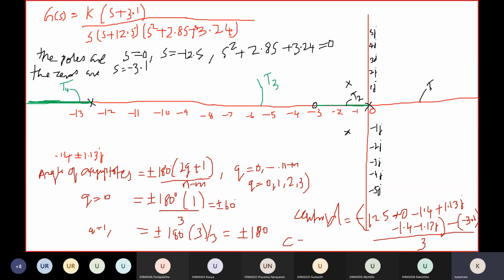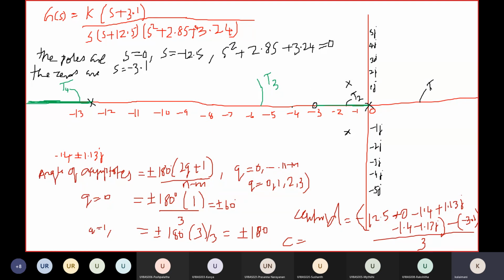So your centroid C is equal to the sum of poles minus the sum of zeros divided by n minus m. What is the value of the centroid? Minus 12.5 minus 1.4 minus 1.4, then plus 3.1, divided by 3, gives minus 4.06, approximately minus 4.1. This is my centroid. So my centroid is here.